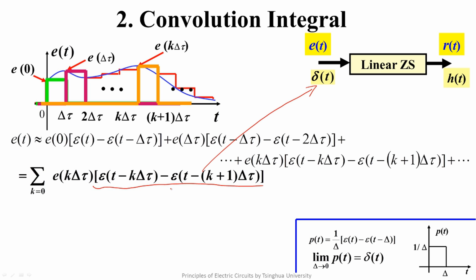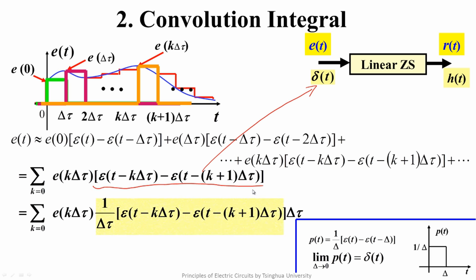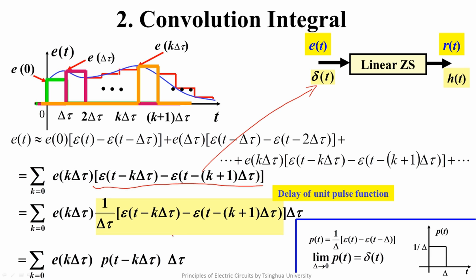The width of this pulse wave is delta tau. So it should be multiplied and divided by delta tau simultaneously to form a unit pulse wave. Then we get this expression. The yellow part is a delay of the unit pulse function, which is made especially. It can be written as a form of p(t) and the delay of p(t).